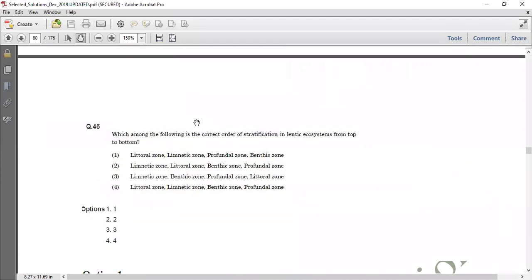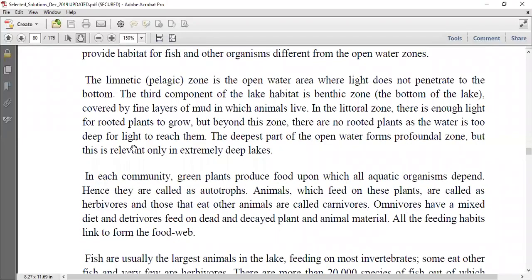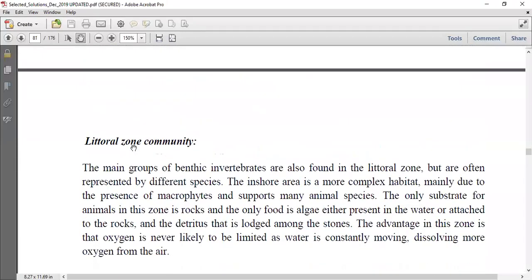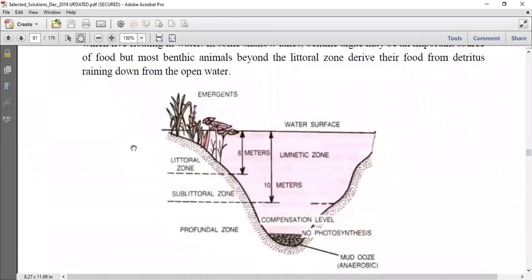It's a very simple question. The question says: which among the following is the correct order of stratification of lentic ecosystem from top to bottom. It is very simple once you see the diagram. Let me show you the diagram. You can see here it is littoral, limnetic, profundal and benthic.